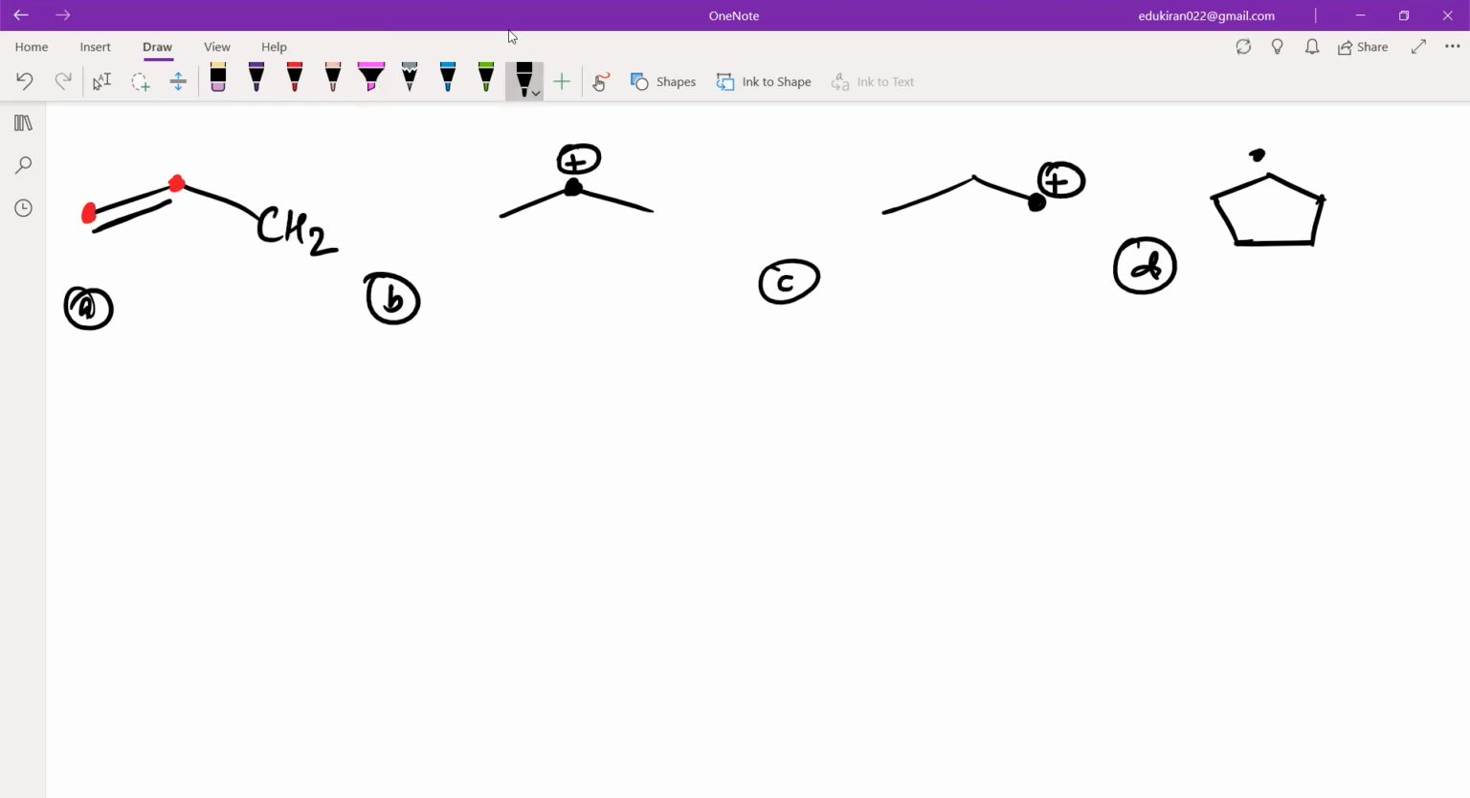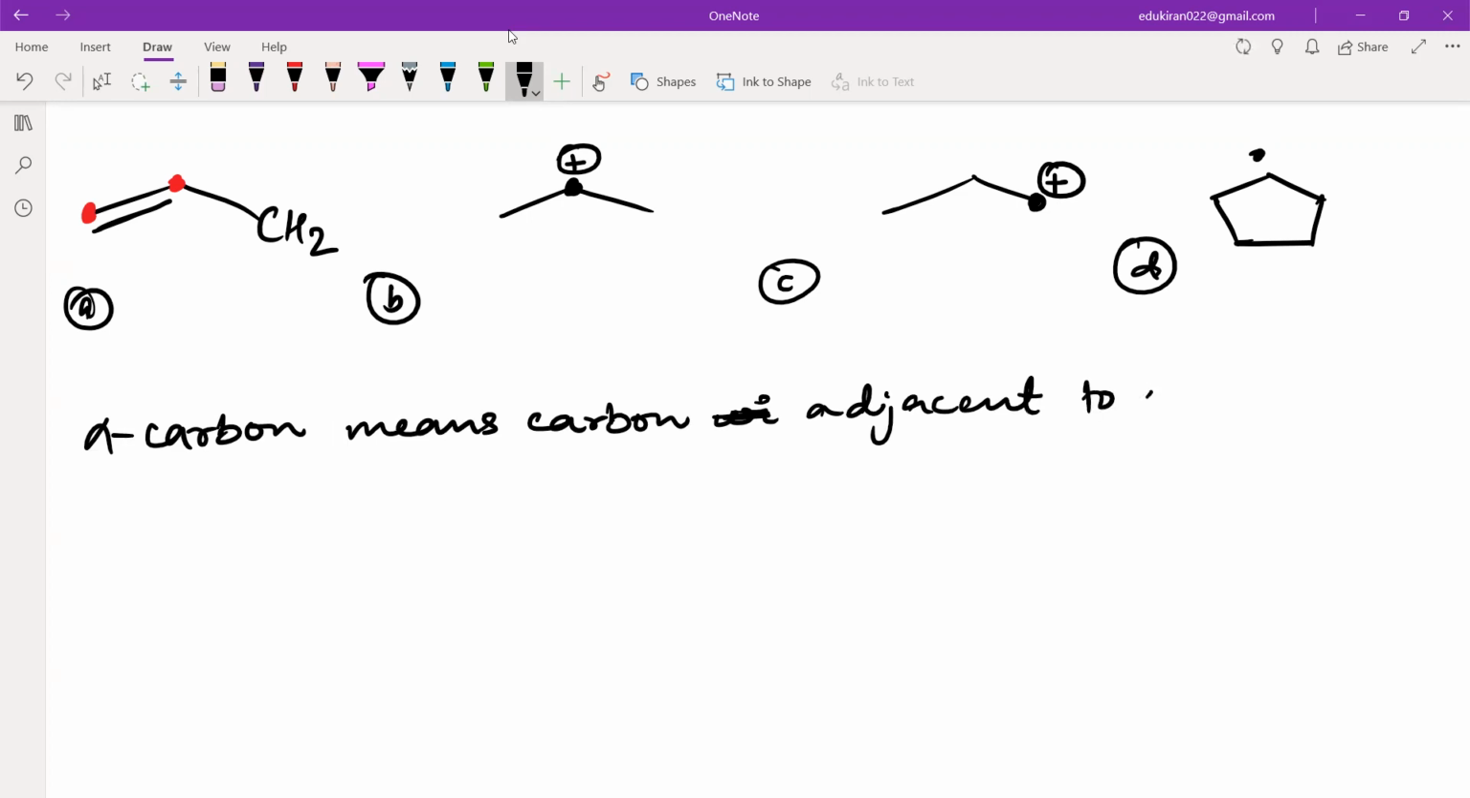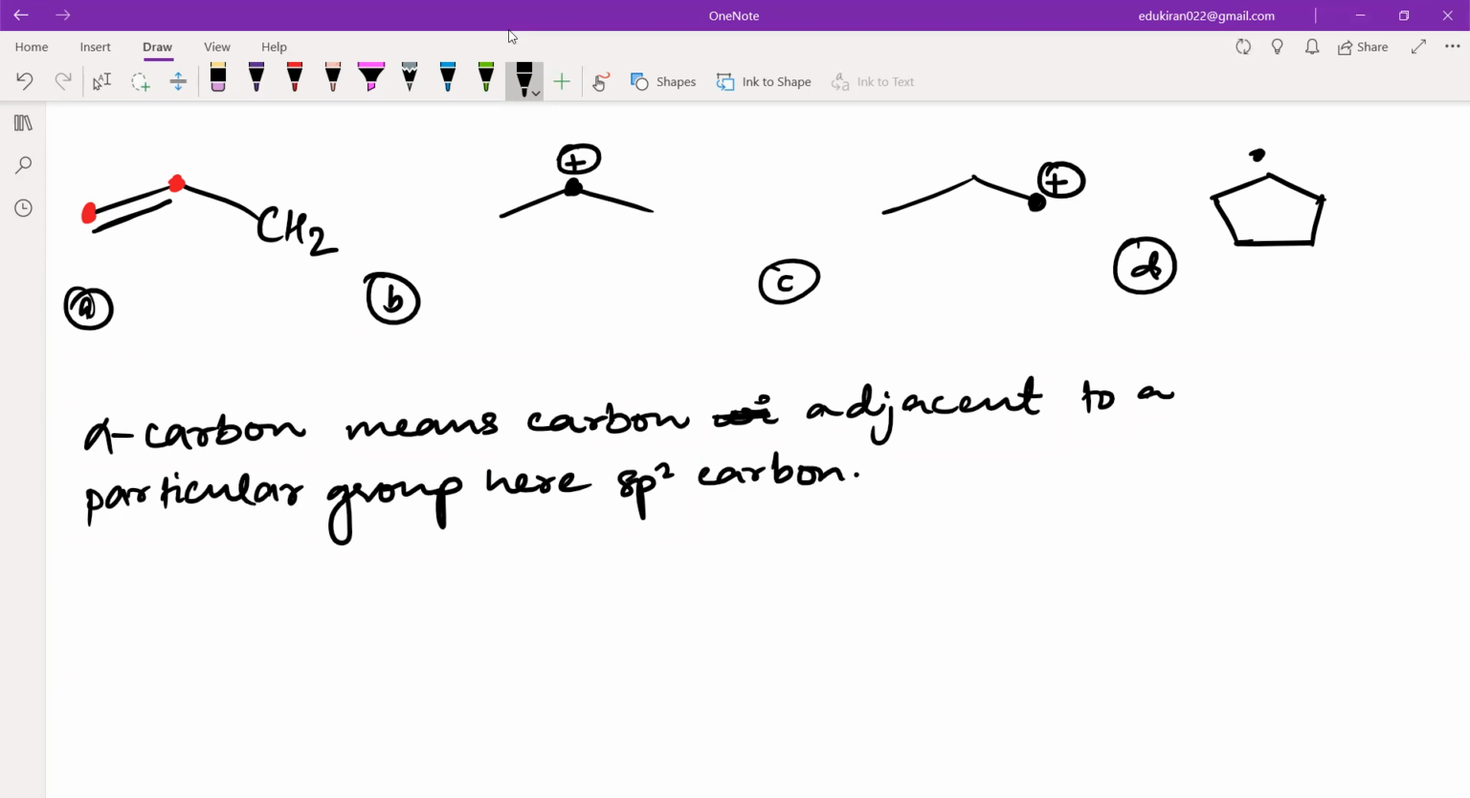Alpha carbon means carbon adjacent to a particular group. Here is the sp2 carbon. Can you identify alpha carbon now? Yes, sir. This will be alpha carbon. Sorry, my bad, CH3 will be here.